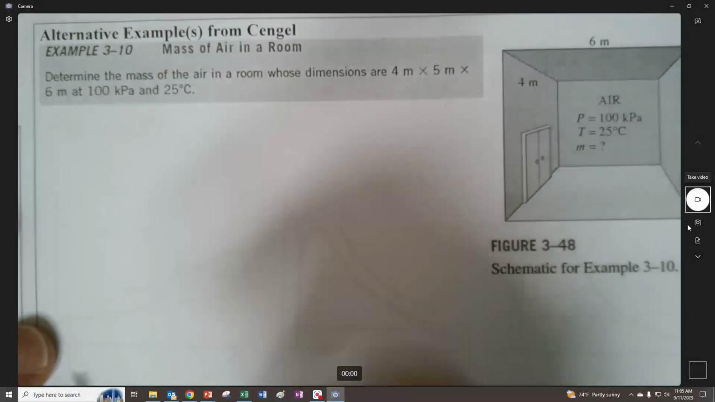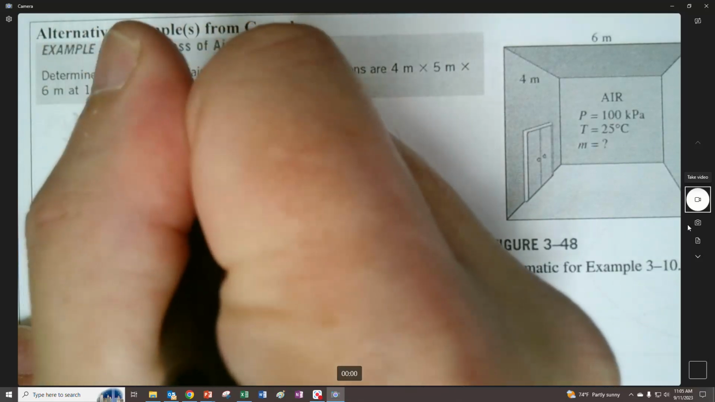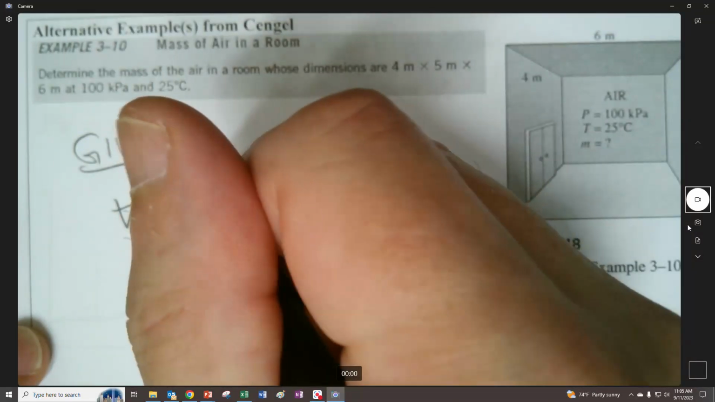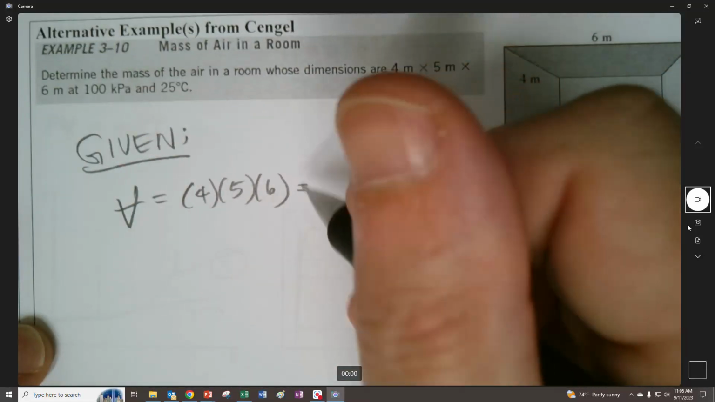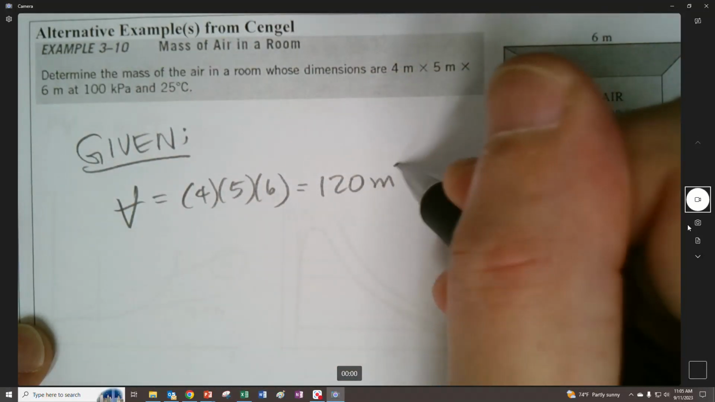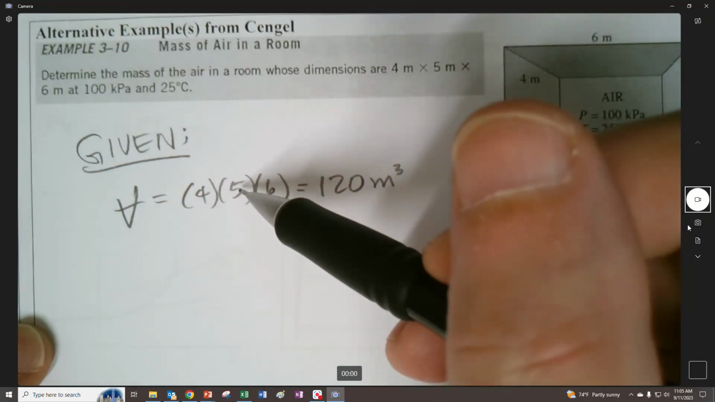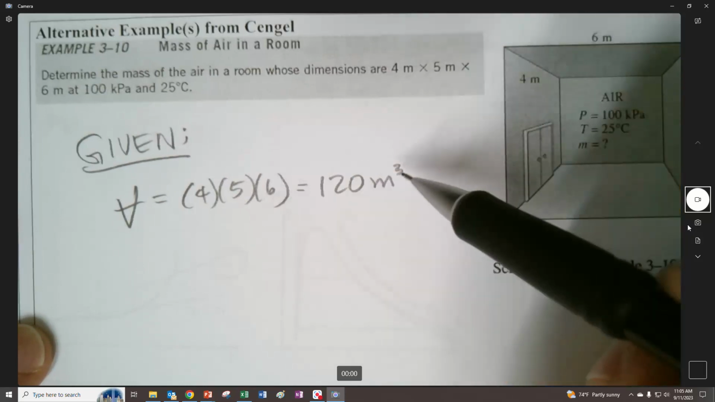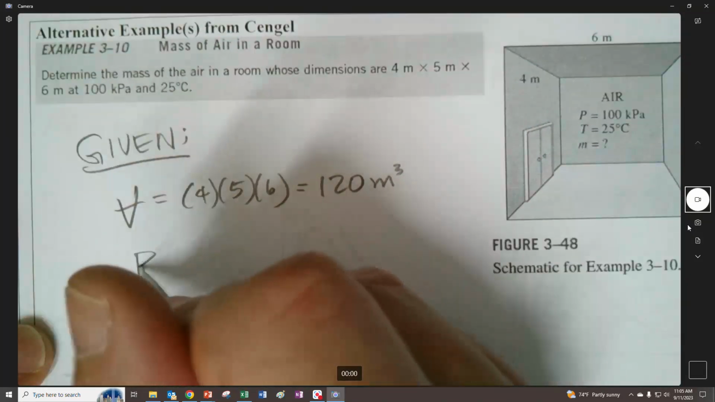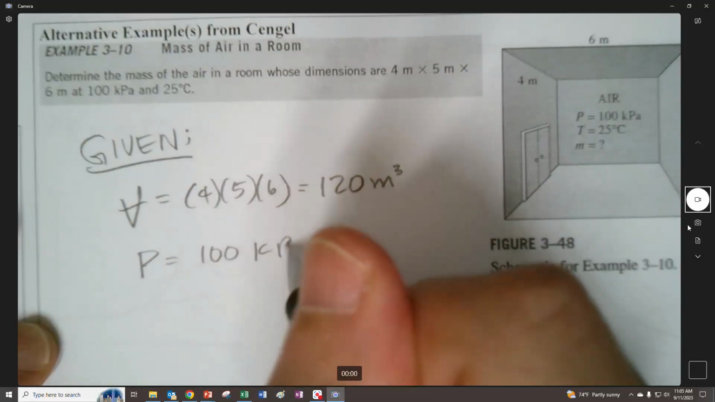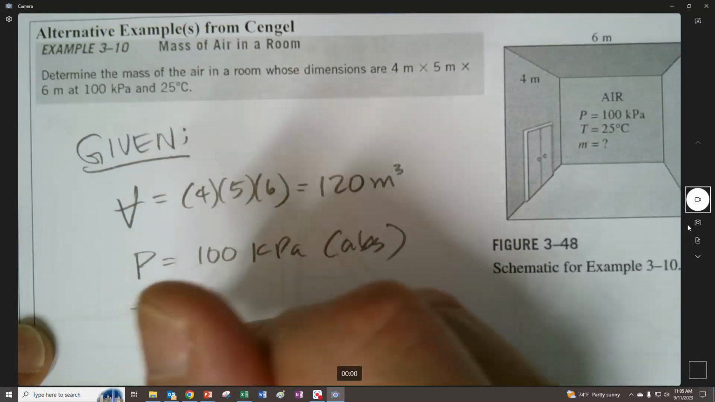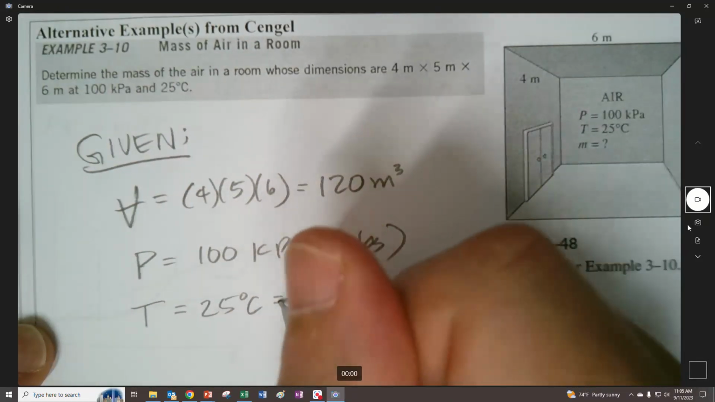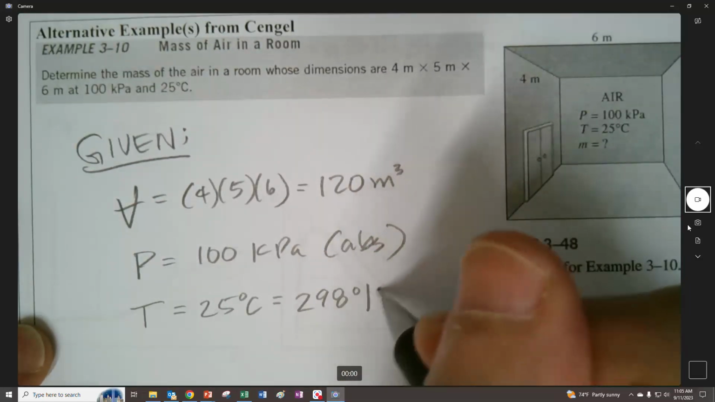And so, write out what our given is. We have the volume of 4 by 5 by 6 meters. And so that's 120 cubic meters, right? Does that make sense? Sure. So that's maybe 20 times 6. Yep. And the pressure is 100 kilopascals, assuming absolute. And the temperature is 25 degrees Celsius, which is going to be 298 degrees Kelvin.